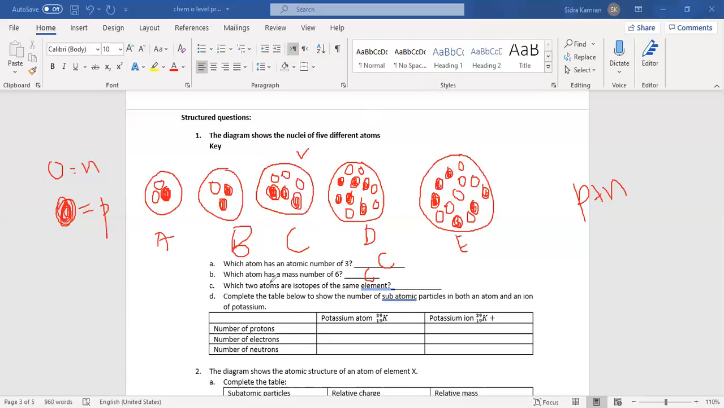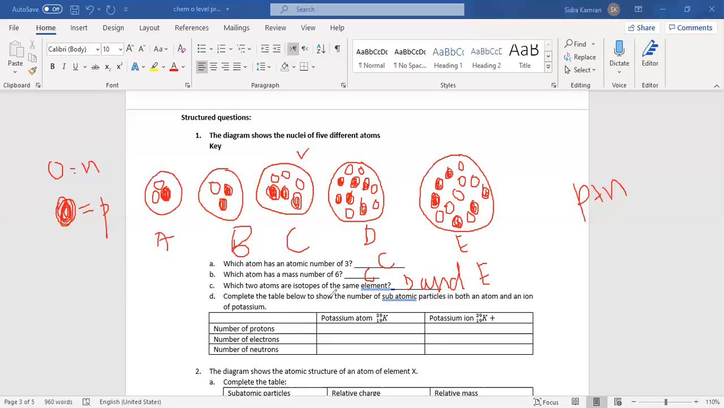Second question is, which two atoms are isotopes of the same element? Isotopes basically have the same atomic number but different atomic masses. So here you can see in D and E, the number of protons are the same: 6 protons. Both have 6 protons, but the number of neutrons differs. So D and E are considered as isotopes of each other.